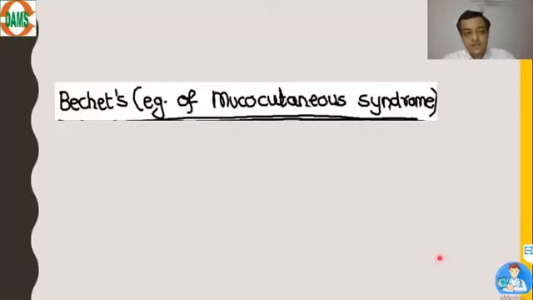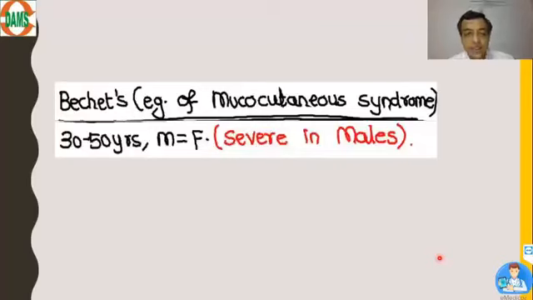day, Behçet's disease. Behçet's disease is also an example of mucocutaneous syndrome. It affects 30 to 50 years. Males equal to female, but more severe in the males. Okay, more severe in the males.